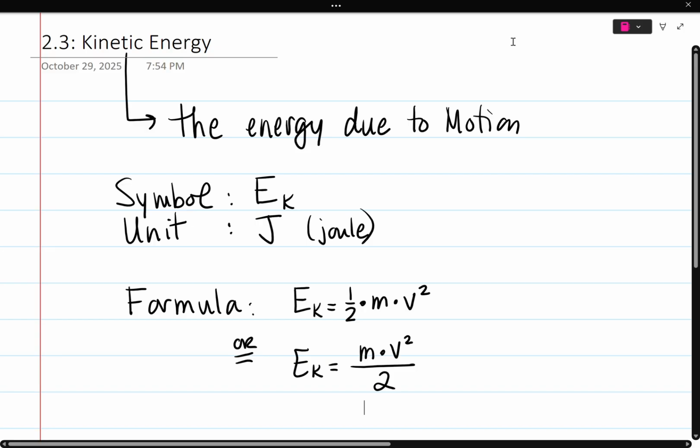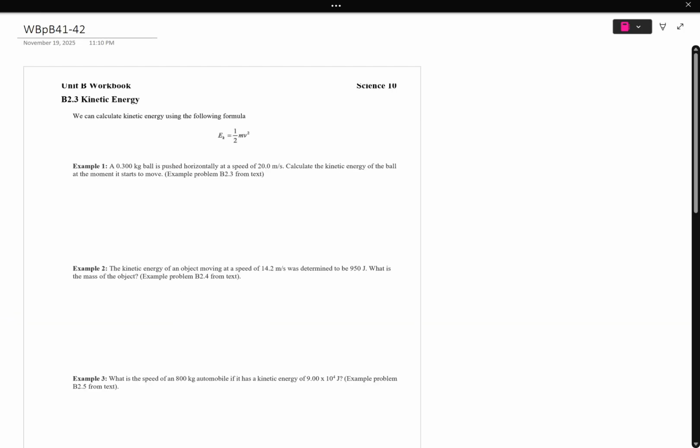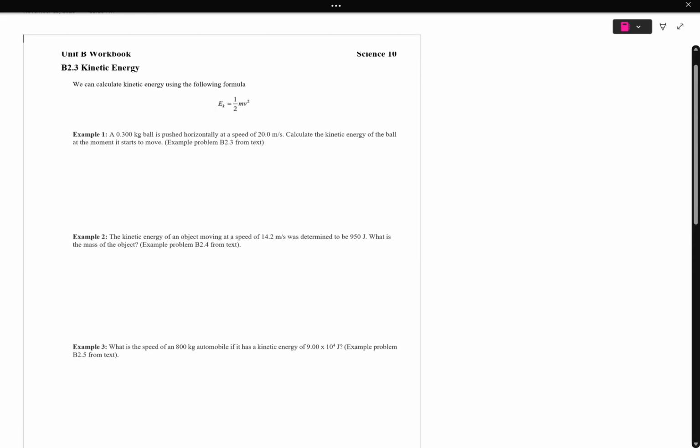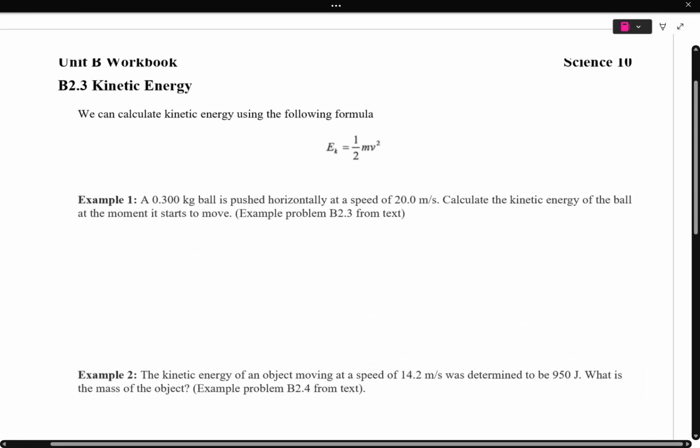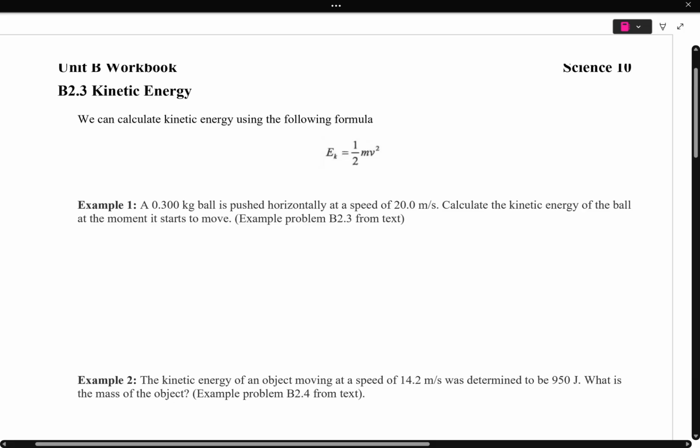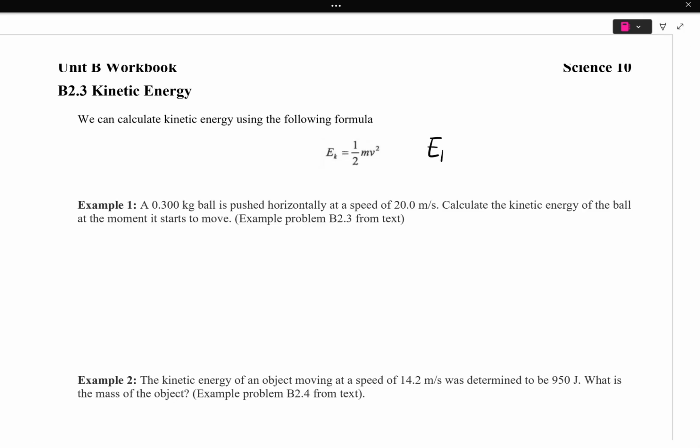Okay, so we are now going to go into our workbooks, and we're going to take a look at workbook page B41. I'm going to go through three different examples with you, just showing how to manipulate the equations. And then when we finish that, there's some workbook pages and some check and reflect questions that you guys can work on to practice. Here we've got the formula up here, EK equals 1/2 mv squared. Just remember, you can also write it EK equals m times v squared, all divided by 2. Either formula works.